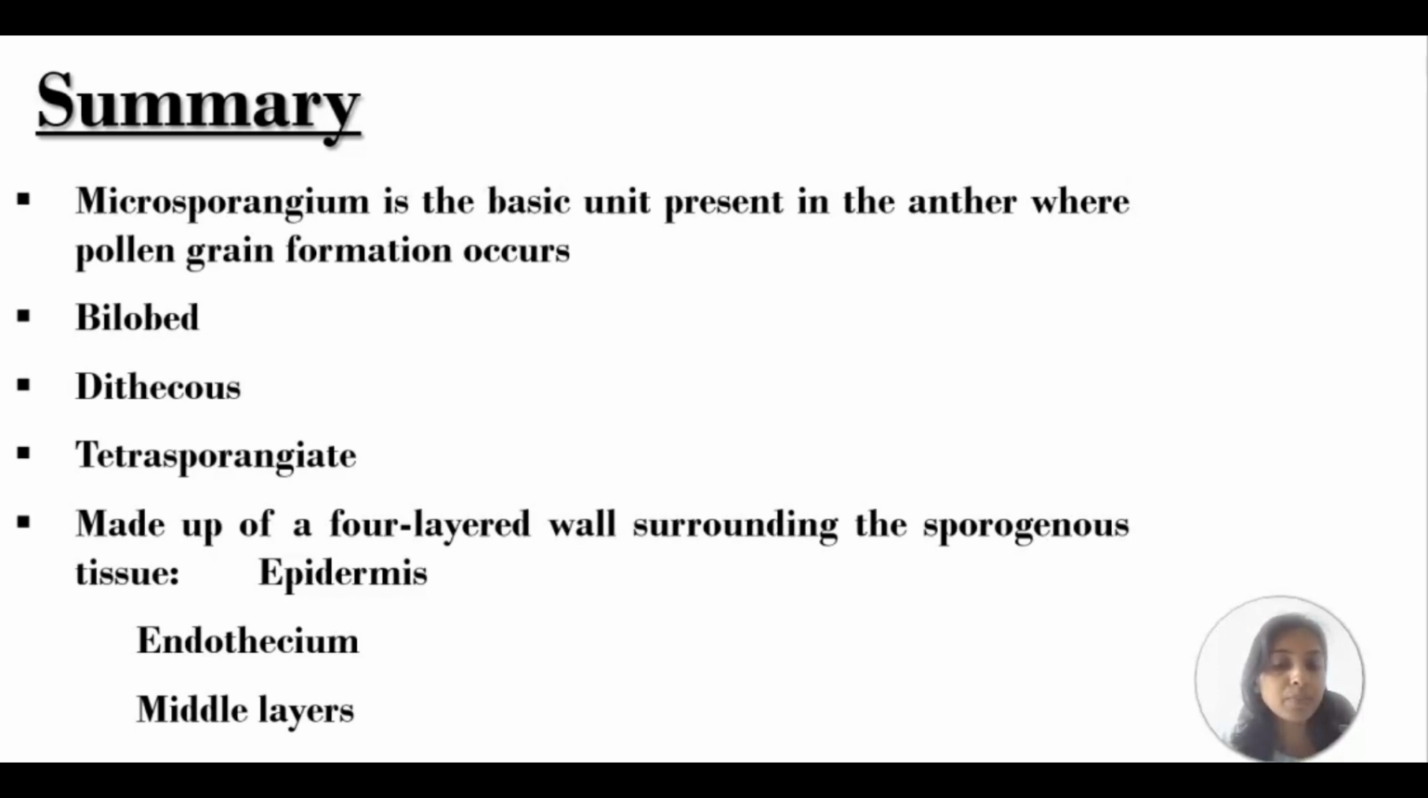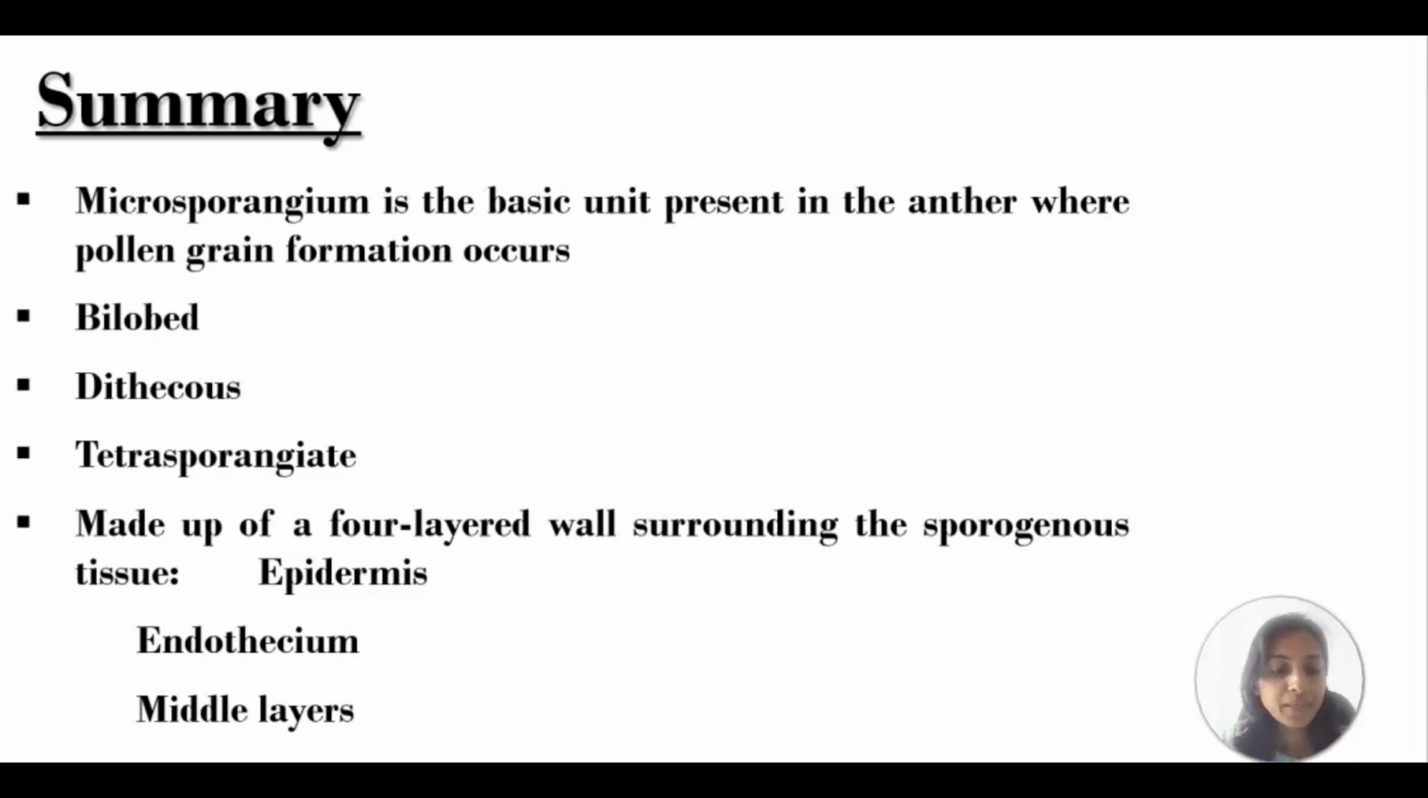Epidermis is involved in the protective function, endothecium provides mechanical support and is involved in the anther dehiscence along with epidermis. Middle layers are short-lived. By the process of pollen maturation, middle layers disappear. Tapetum cells are involved in the nourishment of the sporogenous tissue.